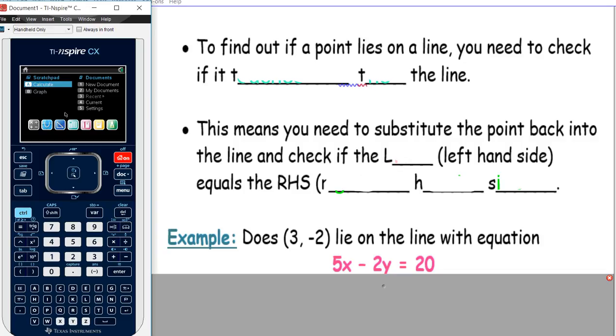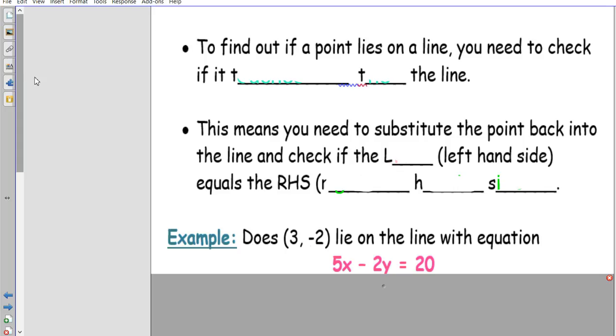And here is the next part. So the next part is, does a point actually lie on a line? And how can you tell whether a point lies on a line or not? To find out if a point lies on a line, you need to check something. Have a guess, what do you think it is? You need to check if it touches the line.